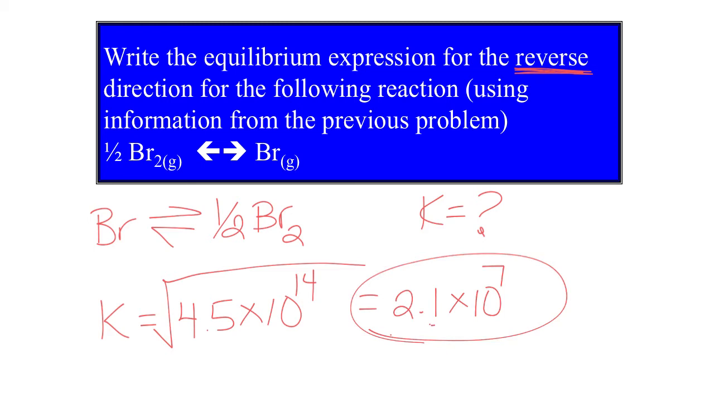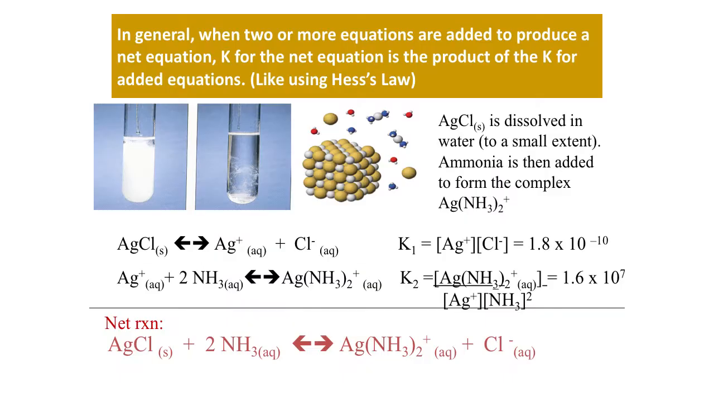So to review, we took that original value, we took the reciprocal of it when we wanted the reverse, and then we also changed the coefficients. We cut them in half, so therefore we took it to the 1/2 power or square root.